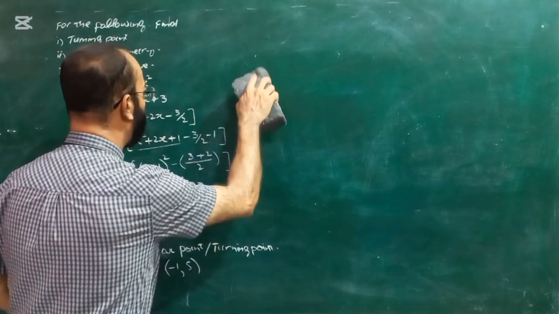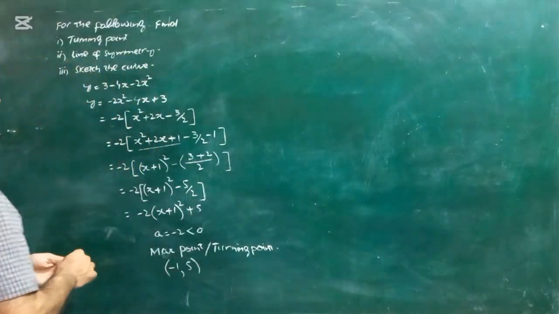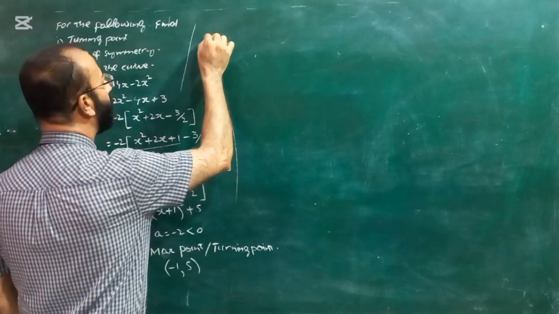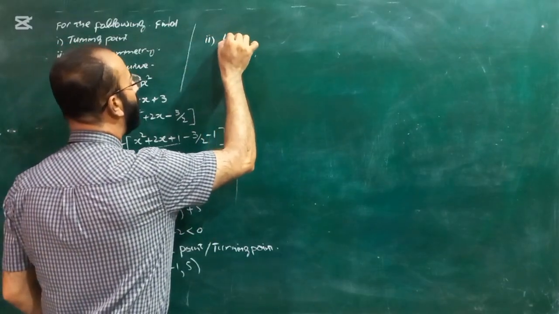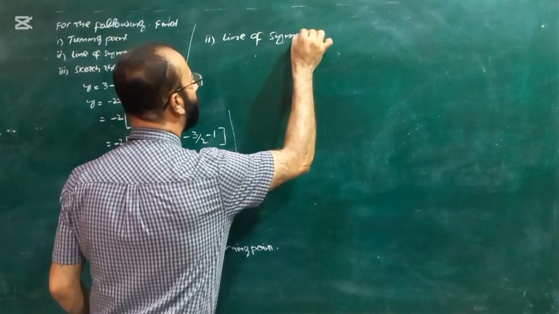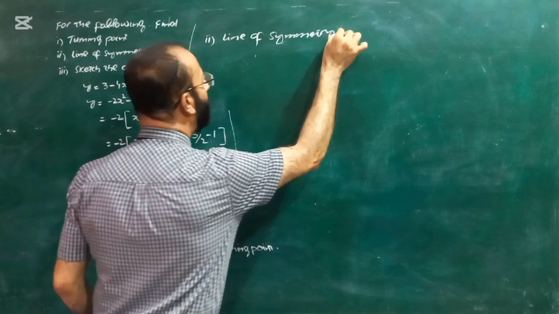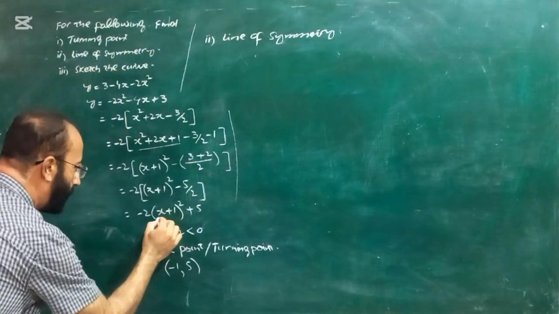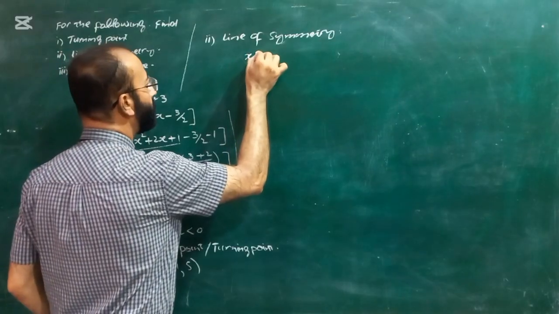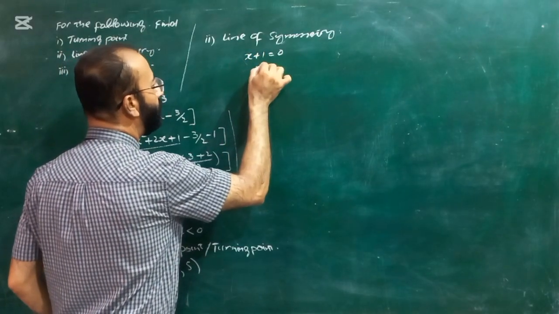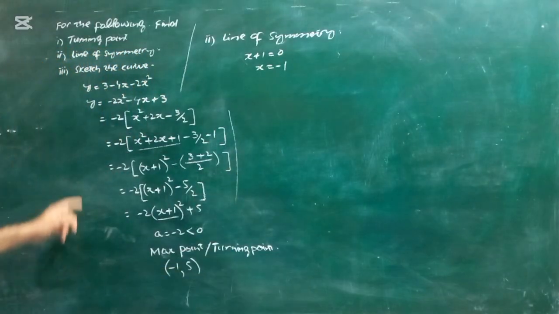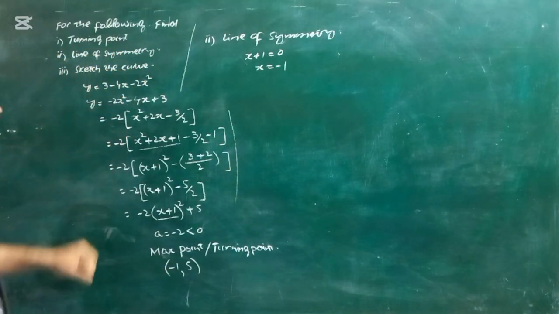Okay, the next requirement is the line of symmetry. So look now, the second part, line of symmetry. To find the line of symmetry, take this expression inside the bracket equal to 0. So x plus 1 equal to 0, and from here x is equal to minus 1. So this is the line of symmetry. And the last thing is to sketch the curve.